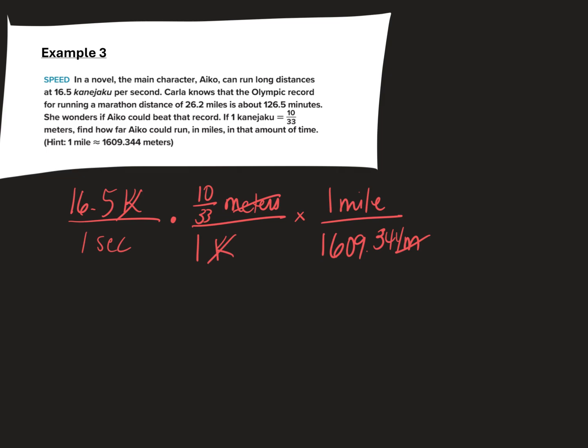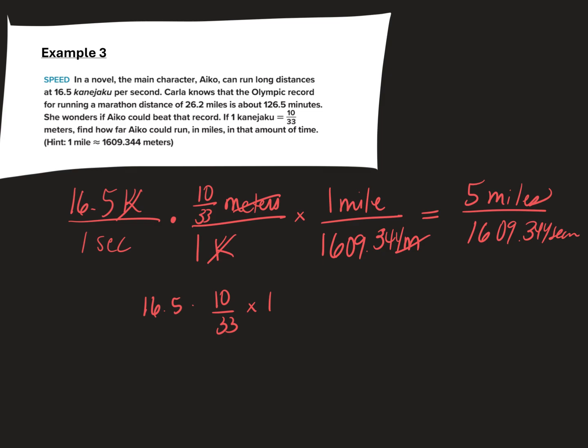And then I'm going to multiply 16.5 times 10 over 33 times 1 is 5 miles in 1,609.344 seconds. And I want to know how much that time would be in minutes.